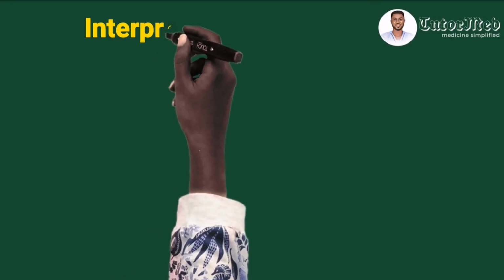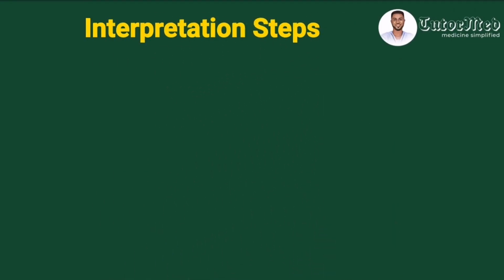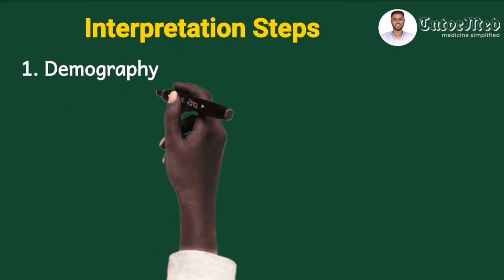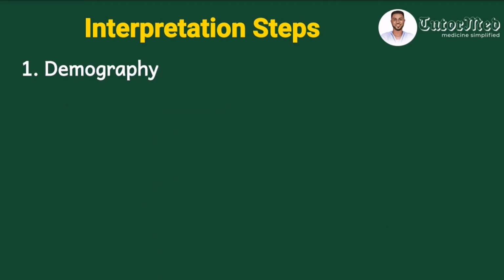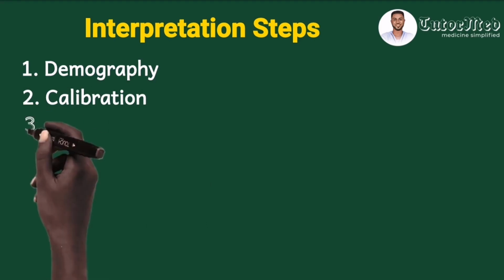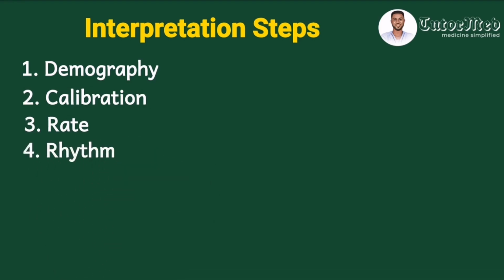Very good. And so let's quickly go through the proposed steps of ECG interpretation. First, you start with demography. You identify the patient by name, age, and sex so that you can be sure that the ECG report you are holding belongs to the right patient. Next, you check for the standard calibration and speed. This is followed by the calculation of the heart rate. And then we have the rhythm. And then the next step is to determine the cardiac axis.